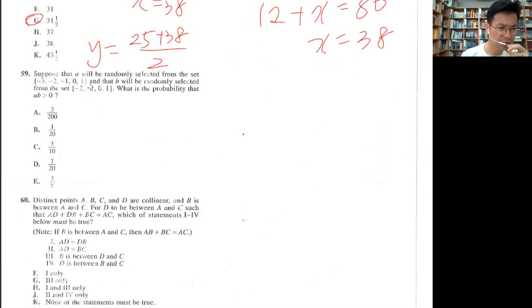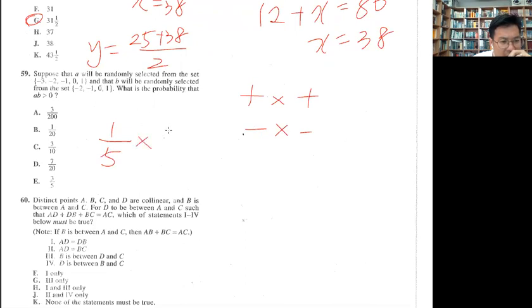Suppose that A will be randomly selected from this and B is randomly selected positive. So positive means plus times plus or minus times minus with 2. The plus first. Plus is 1 out of, worst case, 1 out of 1, 2, 3, 4, 5. And then plus is 1 out of 4. And then plus minus is 3 out of 5 times 2 out of 4, which is 7 over 20.